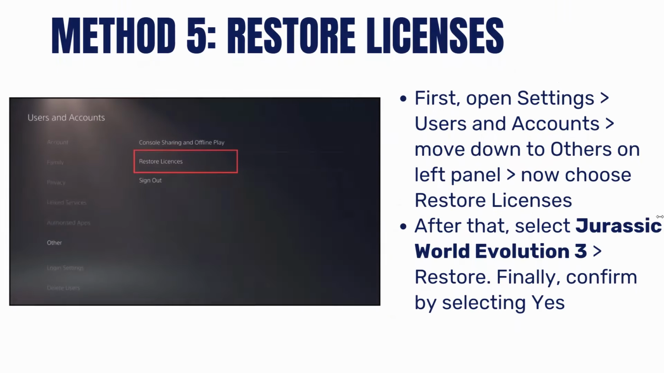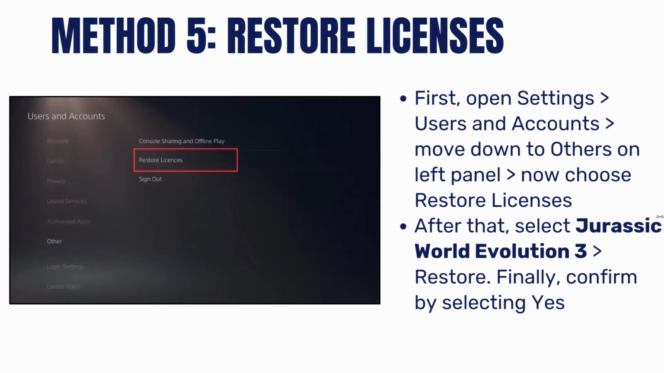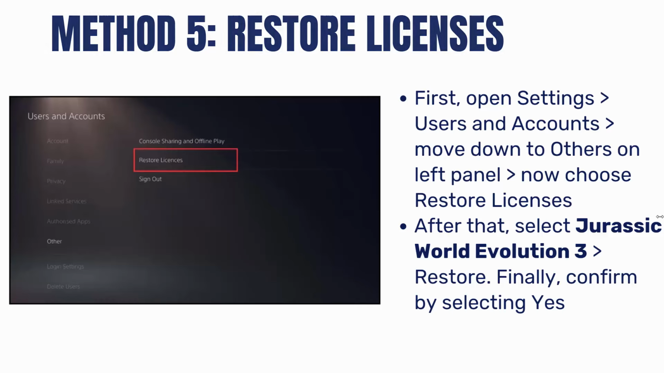Next solution is to restore licenses. For that, open settings on your PS5, then click on users and accounts, then move down to others on the left panel. Now choose restore licenses. After that, select the Jurassic World Evolution 3 game and then click on restore and finally confirm by selecting yes.